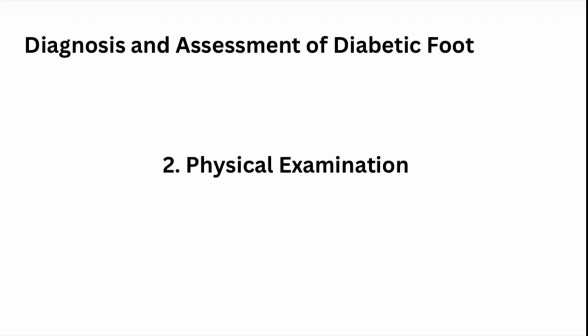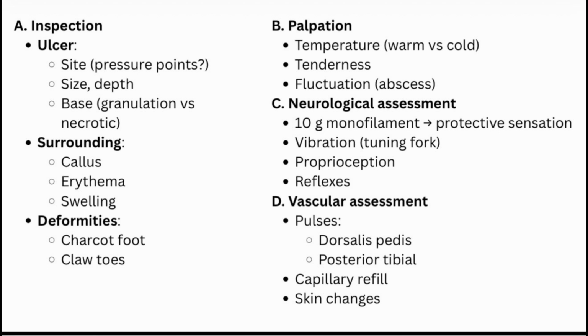Now, moving to the physical examination. This should be systematic and focused, including inspection, palpation, neurological assessment, and vascular assessment. Starting with inspection. First, we examine the ulcer itself. We assess the site, especially whether it is located at pressure points. We evaluate the size and depth and examine the base to determine if it is granulating or necrotic.